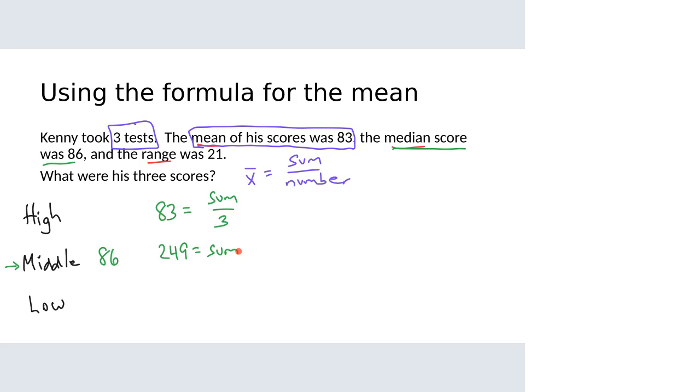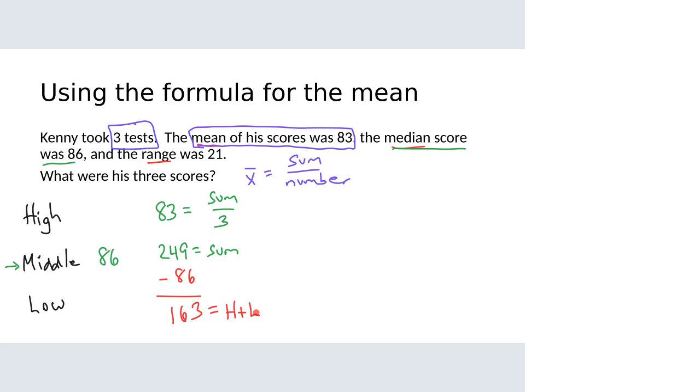Well, that's great, but I only know one of them. I don't know the other 2. So I could do some trial and error here to try to make this happen, and trial and error isn't a terrible thing. First, though, if I know that they all 3 add up to 249 and I already know one of them is 86, if I subtract that 86 off, 249 minus 86, I get 163, and that's the highest plus the lowest.